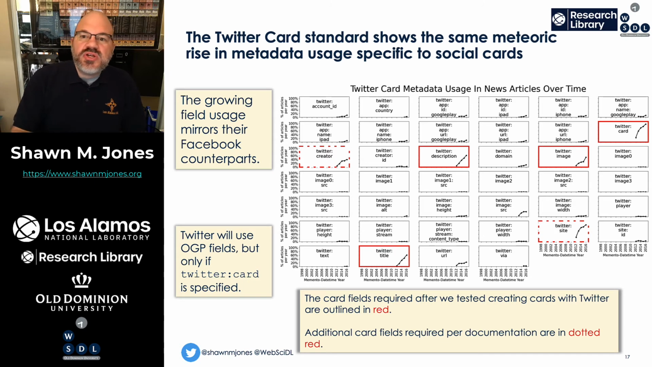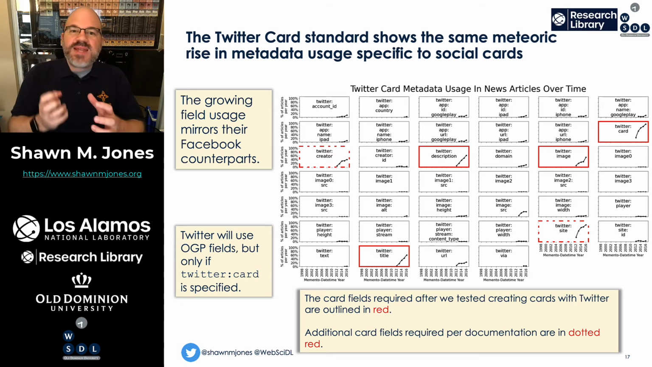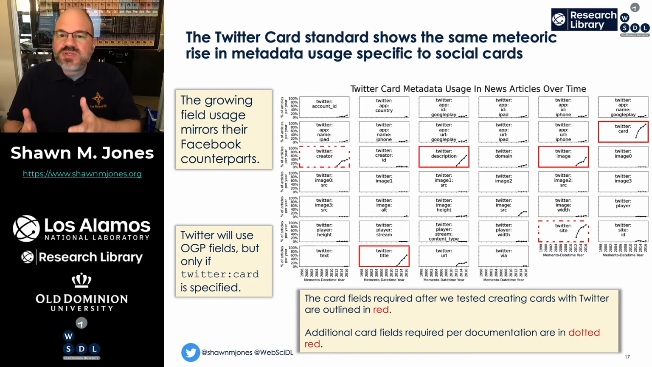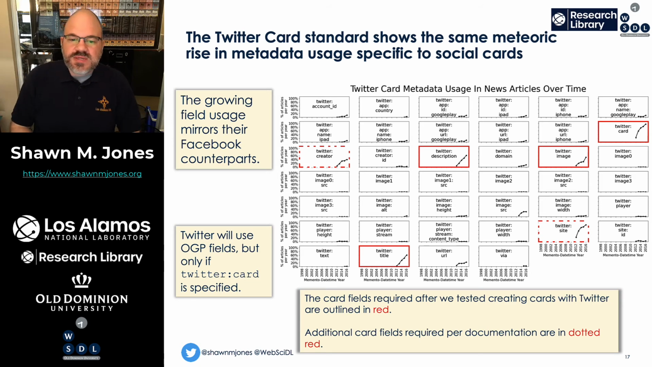And the Twitter card standard shows the same meteoric rise in metadata usage specific to social cards. And the growing field usage mirrors the Facebook counterparts for these same fields. And as we did before, we outlined in red the particular fields that are required to create a card on Twitter. And we created dotted lines around the fields that are implied by the documentation to be required. And Twitter will use the Open Graph Protocol fields, but only if Twitter:card is also specified.